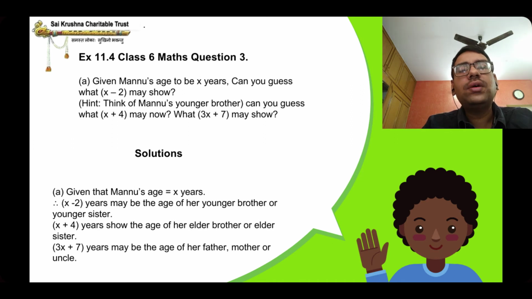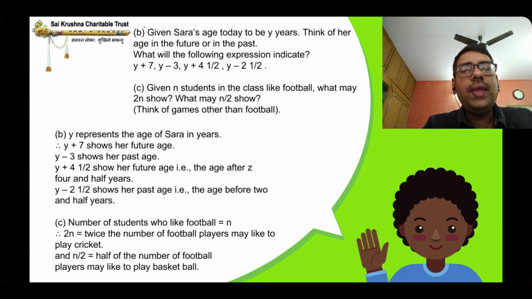Okay. So what is the data given here? Given that Manu's age is x years. So x minus 2 may stand for someone who is younger than Manu. It may be her younger brother or younger sister. x plus 4 means 4 years ahead of Manu's age. So it may be her elder brother or elder sister. 3x plus 7 may show the age of her father, mother or uncle.